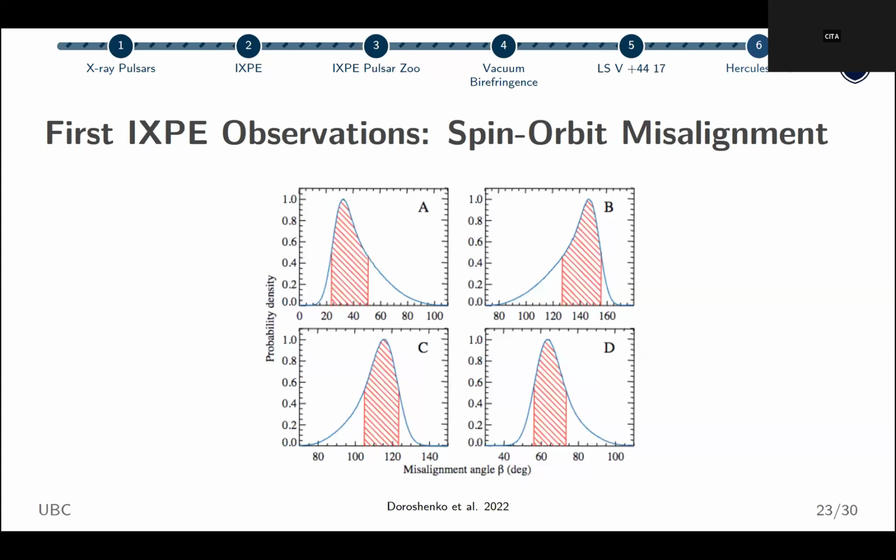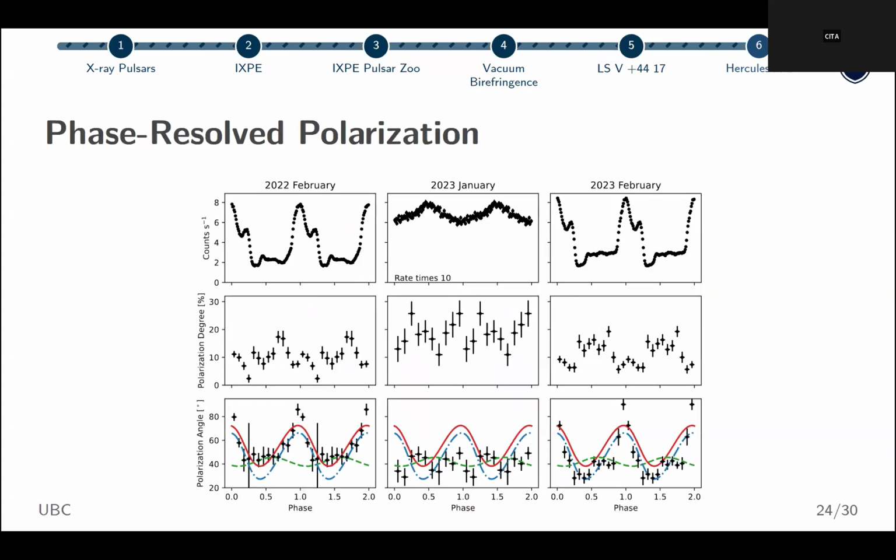From the 2022 observations, we found the direction of the projection of the spin axis of the neutron star on the sky, which we can fit with this rotating vector model. And we found that it's not aligned with the orbit, with the star. So the angular momentum of the orbit is different than the angular momentum of the neutron star, which is important in what follows. That one observation told us that. It was also not very polarized, typically again at this 10% level.